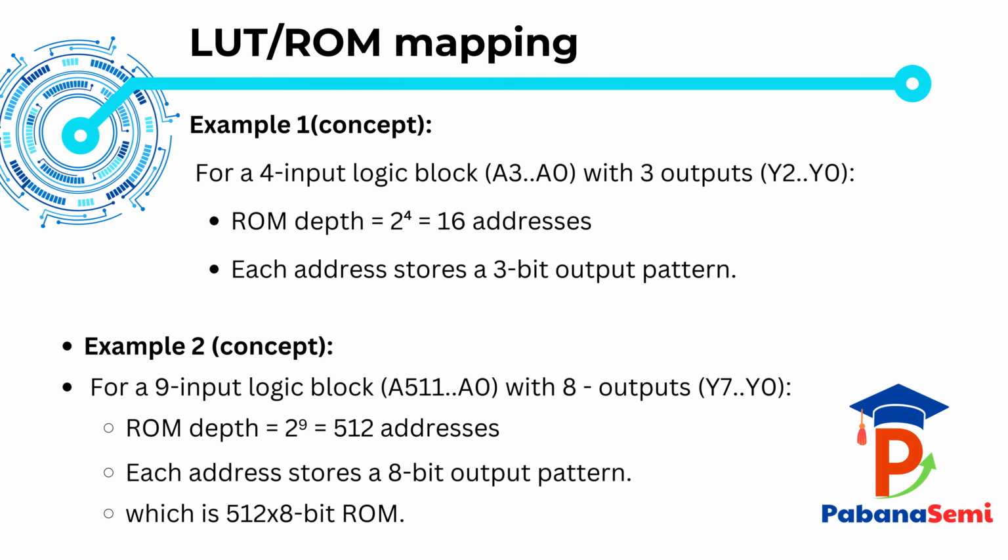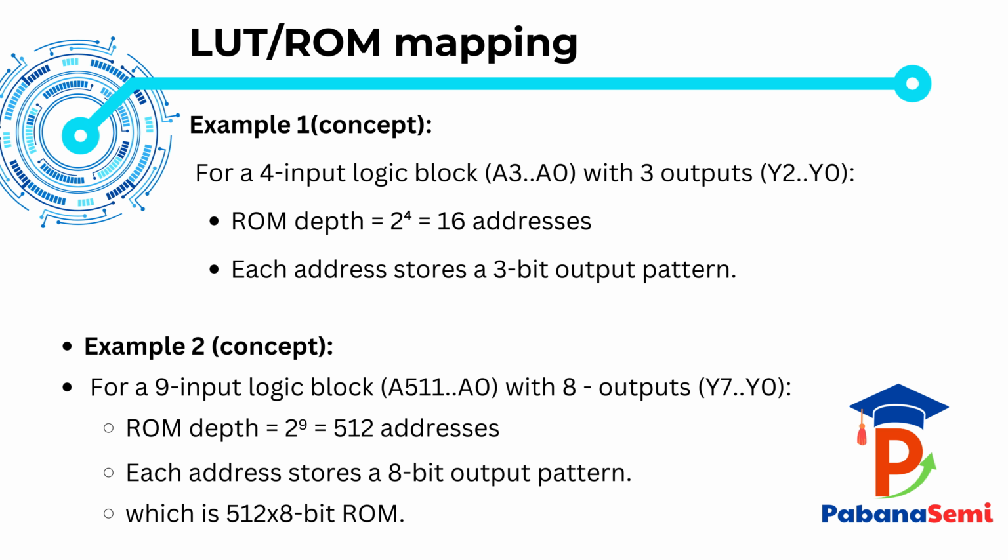If you have n inputs, you need 2 to the power of n addresses in a ROM, because every input combination needs a stored output. Example 1. We have a 4-input logic block, A3 down to A0, and 3 outputs, Y2 to Y0. Since there are 4 inputs, the ROM depth becomes 2 to the 4th equals 16 addresses. And because there are 3 outputs, each address must store a 3-bit output pattern. So this function can be implemented as a 16 times 3 ROM. Inputs select the address, and the stored 3-bit word becomes the output.